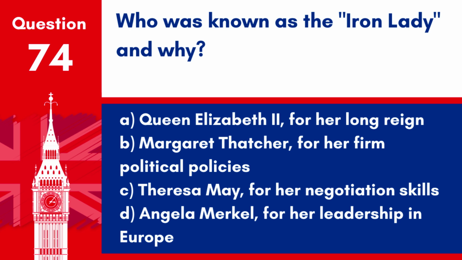Question 74. Who was known as the Iron Lady and why? A. Queen Elizabeth II for her long reign. B. Margaret Thatcher for her firm political policies. C. Theresa May for her negotiation skills. D. Angela Merkel for her leadership in Europe. Answer: B. Margaret Thatcher for her firm political policies. Margaret Thatcher was known as the Iron Lady due to her firm and uncompromising political policies during her tenure as Prime Minister of the UK.